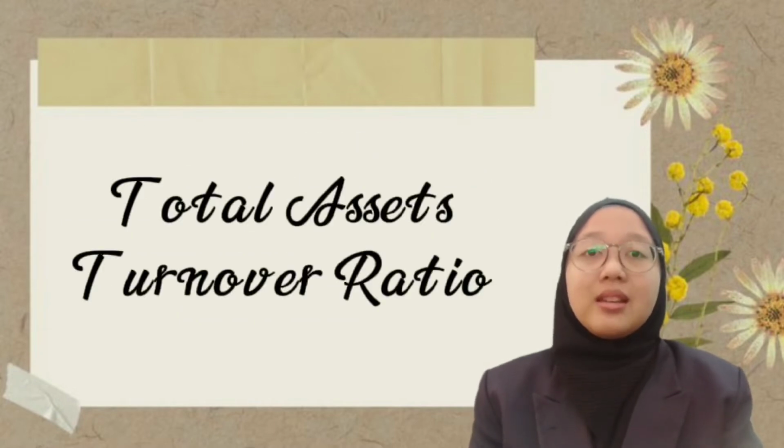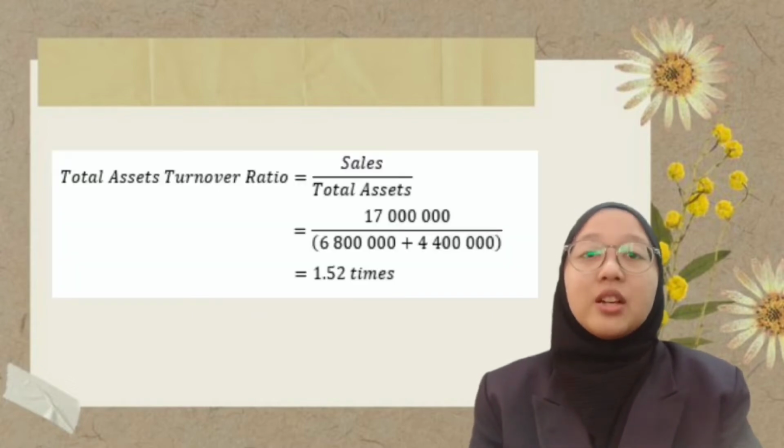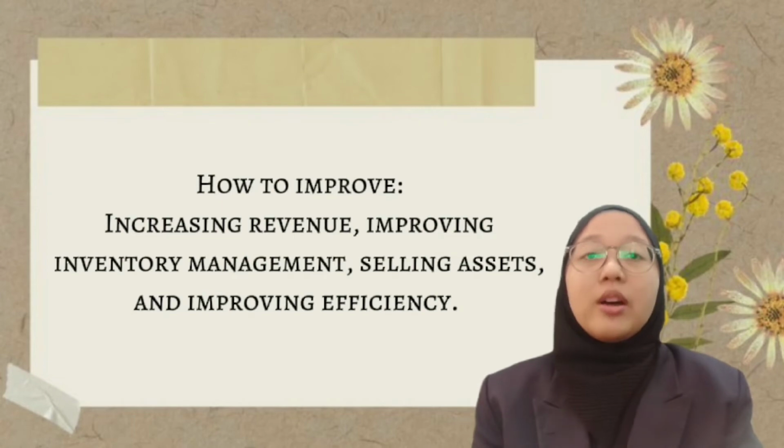The last one is the total asset turnover ratio. This measure helps investors determine how efficiently companies use their assets to create revenue. After the calculation, we get 1.52 times. Hikmat Bati Berhad's total asset turnover ratio is poorer than the industry average of 1.6 times. The way to improve this ratio is increasing revenue and improving inventory management.